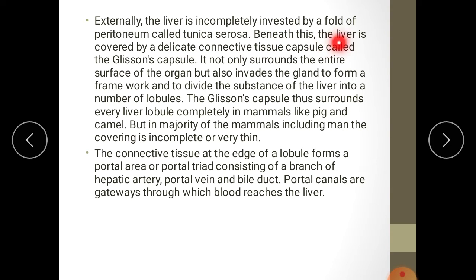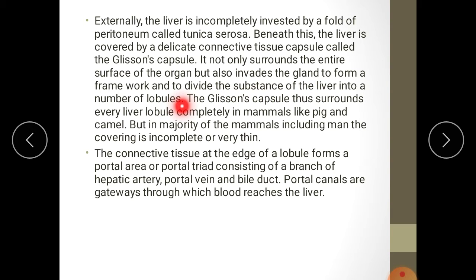Beneath this, the liver is covered by a delicate connective tissue capsule called Glisson's capsule. So below the peritoneum, a delicate connective tissue membrane is present, called Glisson's capsule. Glisson's capsule is nothing but a connective tissue capsule present around the liver. It not only surrounds the entire surface of the organ but also invades the gland to form a framework and to divide the substance of the liver into a number of lobules.